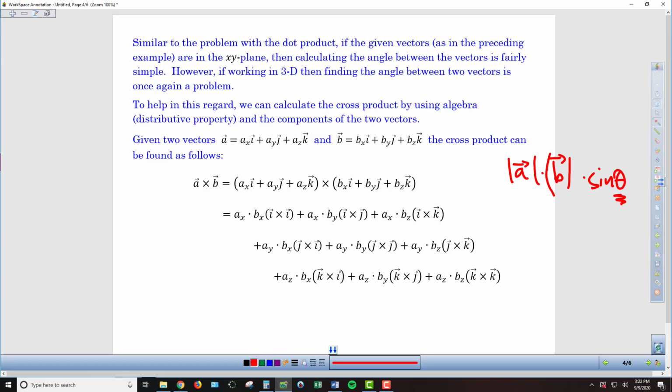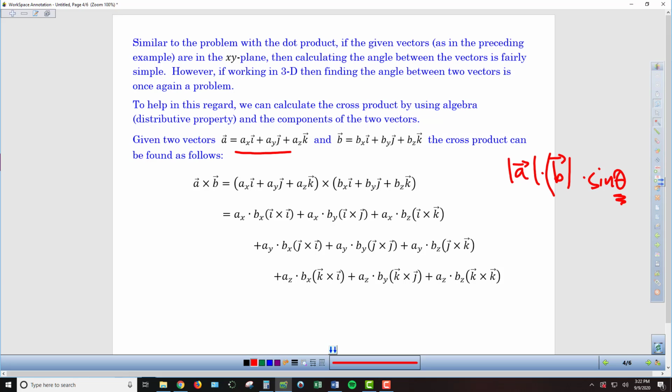Now, if we're working with 3D vectors, finding the angle between the two vectors is non-trivial. We can still find it using the dot product, but if we're really not after just the magnitude of the cross product, but we actually want the components, which for many reasons we want the components of a vector, we need a better way to do that. And so to do that, we basically can treat the cross product calculation as a giant distributive property question.